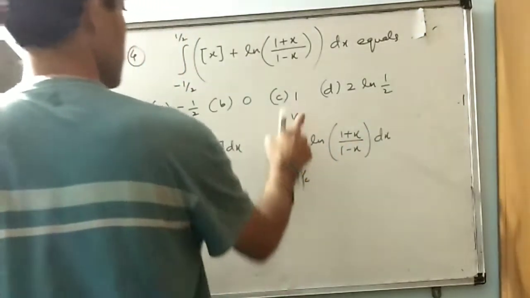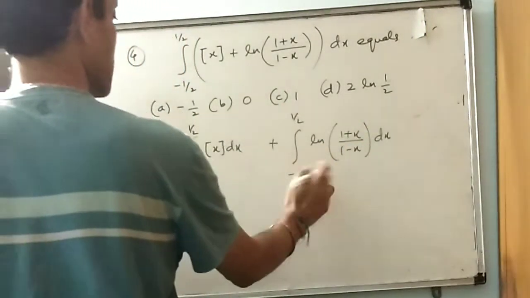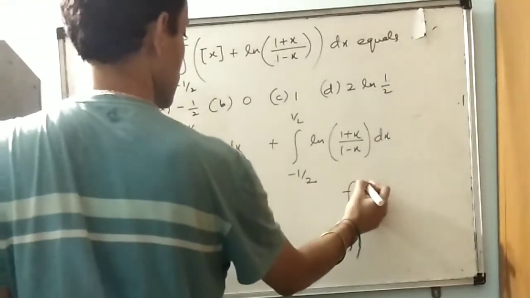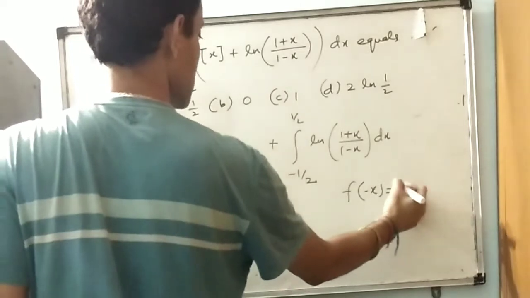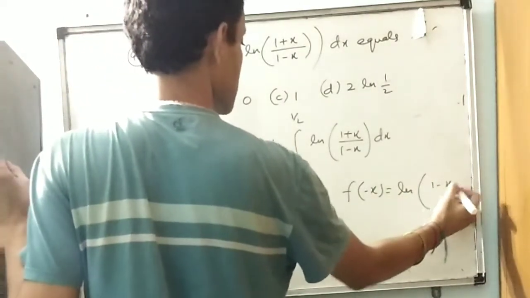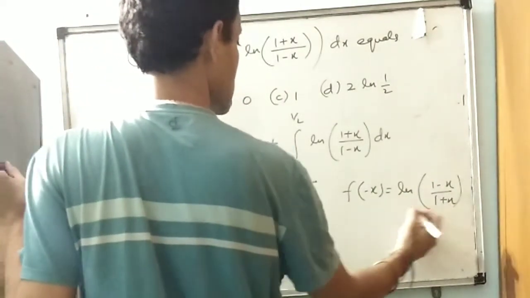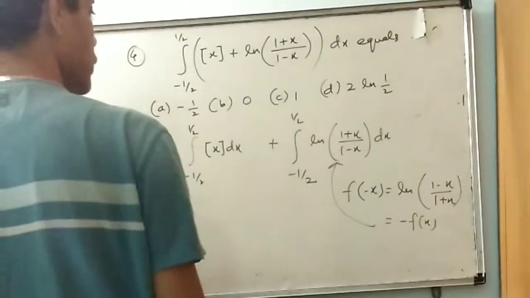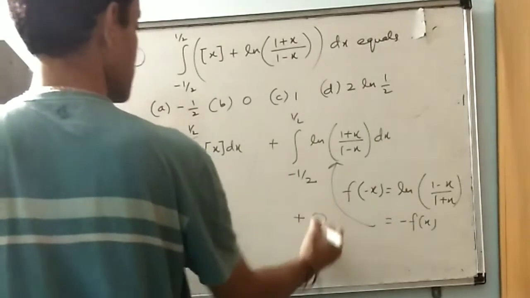As we can see, whenever we have the situation of minus a to a, first we need to check whether this function is odd or even. If we apply f of minus x, it becomes log (1 minus x) upon (1 plus x), which is equal to minus f(x). Therefore, this function is an odd function and its integral will be 0.